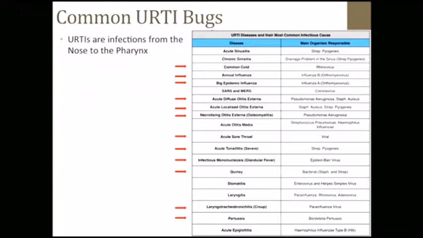So the things you need to take note of are the common cold, usually caused by the rhinovirus. Annual influenza is caused by influenza B. And big epidemic influenza is caused by influenza A. Can anyone tell me antigen shift happens in which influenza? A, okay. And B does? Antigen drift? Okay, cool. So you guys got the concept pretty well.